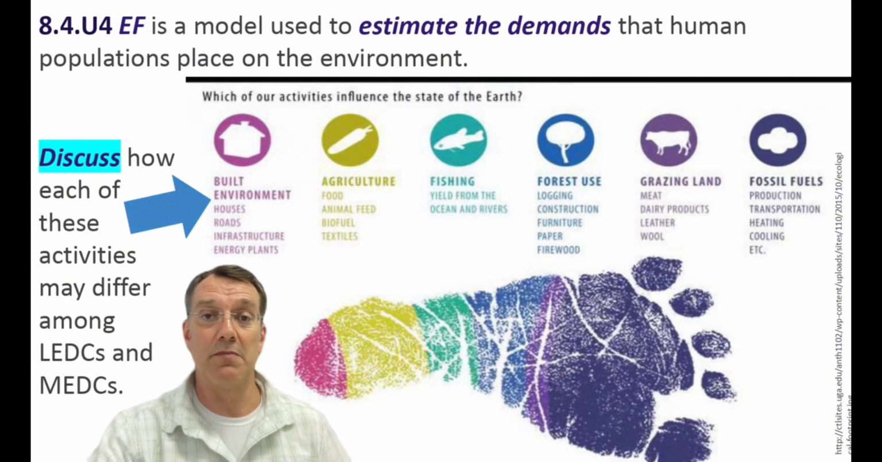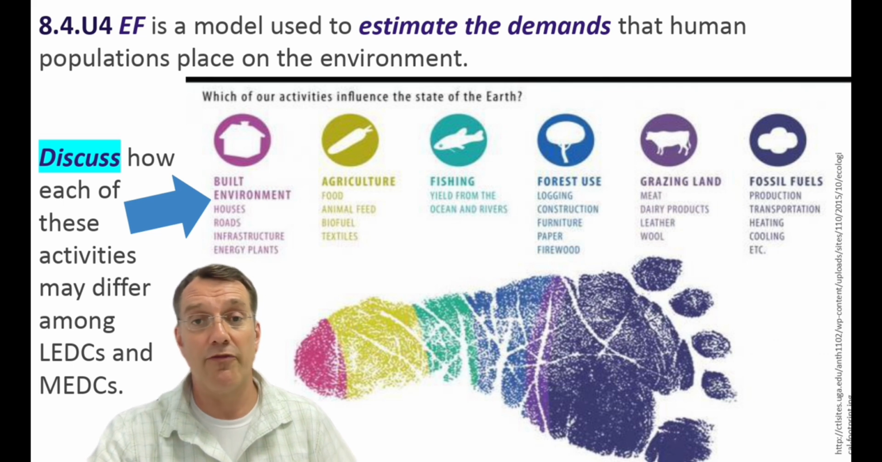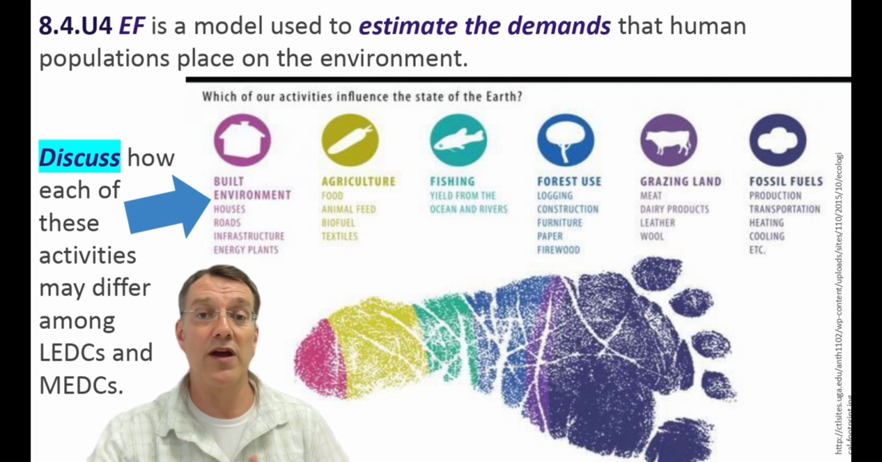The ecological footprint model helps estimate demands that humans place on the environment. It considers various activities like built environment, agriculture, fishing, forest use, grazing, and fossil fuel consumption. Remember, these activities vary pretty significantly between less economically developed countries and more economically developed countries. Generally speaking, the more economically developed a nation is, the higher its ecological footprint will be.